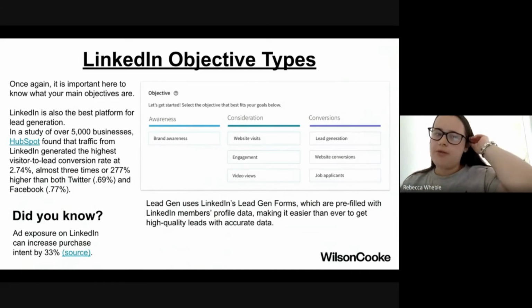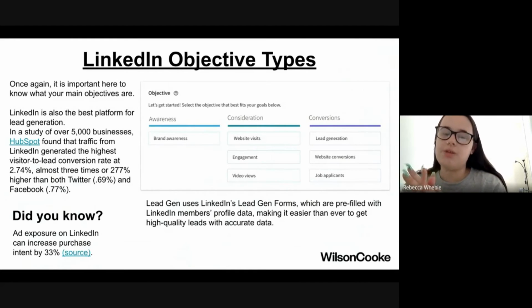So in a study of over 5,000 businesses, HubSpot found that traffic from LinkedIn generated the highest visitor to lead conversion rate at 2.74%, almost 3 times or 277% higher than both Twitter and Facebook, which I think says it all. Which goes back to what I've just said. I would use Facebook primarily for your brand awareness, potentially retargeting ads, but LinkedIn for your nitty-gritty acquisition. And I put in a did you know as well.